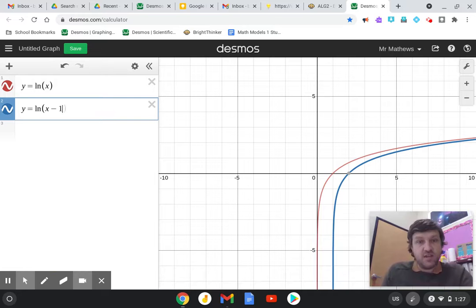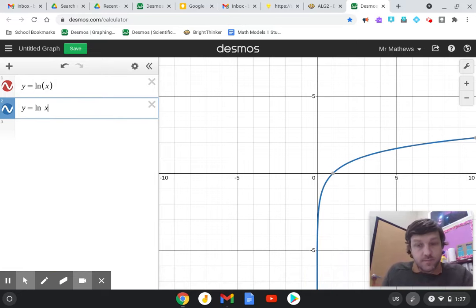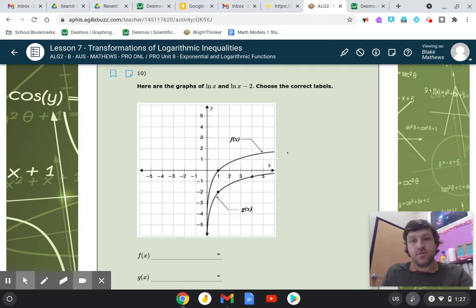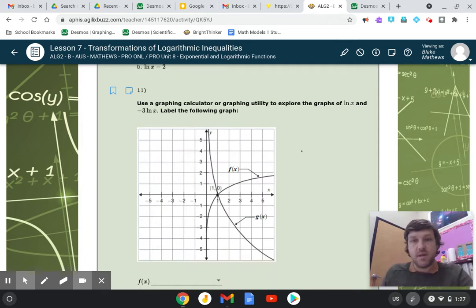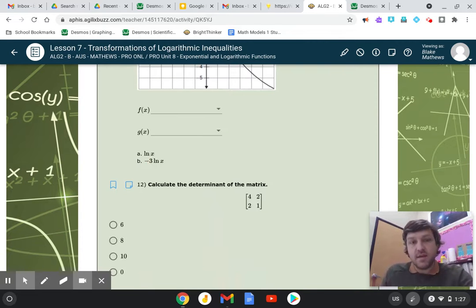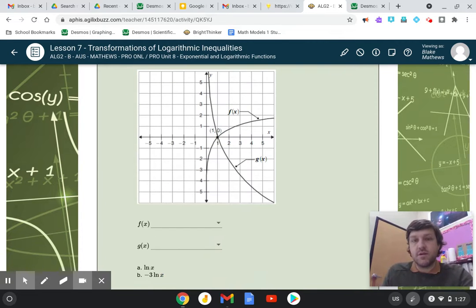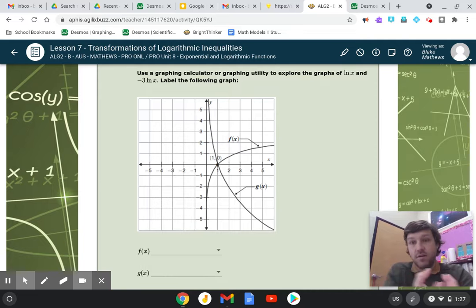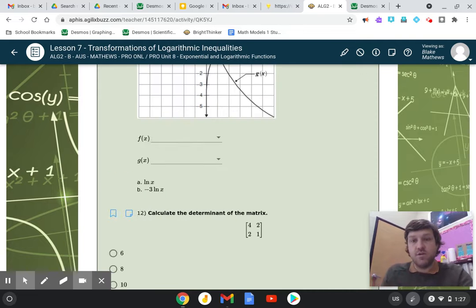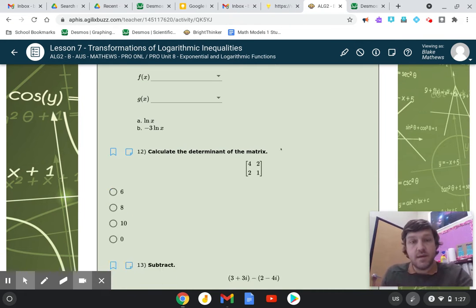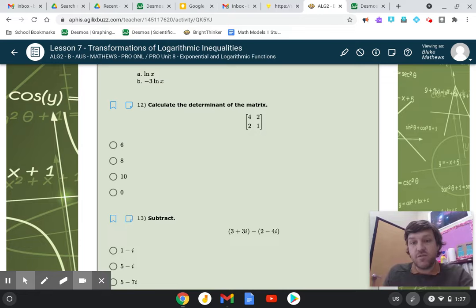All the rest of this is the same idea. Again, you're just changing the function and then you're matching up the graph as it goes. With number 10, same thing. Number 11, again, apply the different changes to the graph and pick the function on the graph that matches the one you see on your graph. Pretty much that's it. Determinants for number 12.